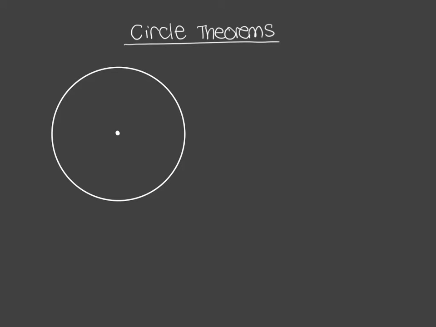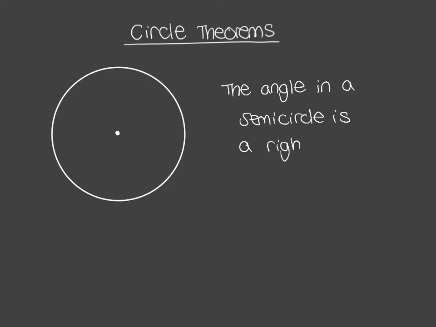Okay, first circle theorem that we're going to look at is the circle theorem that's called the angle in a semicircle is always going to be a right angle.